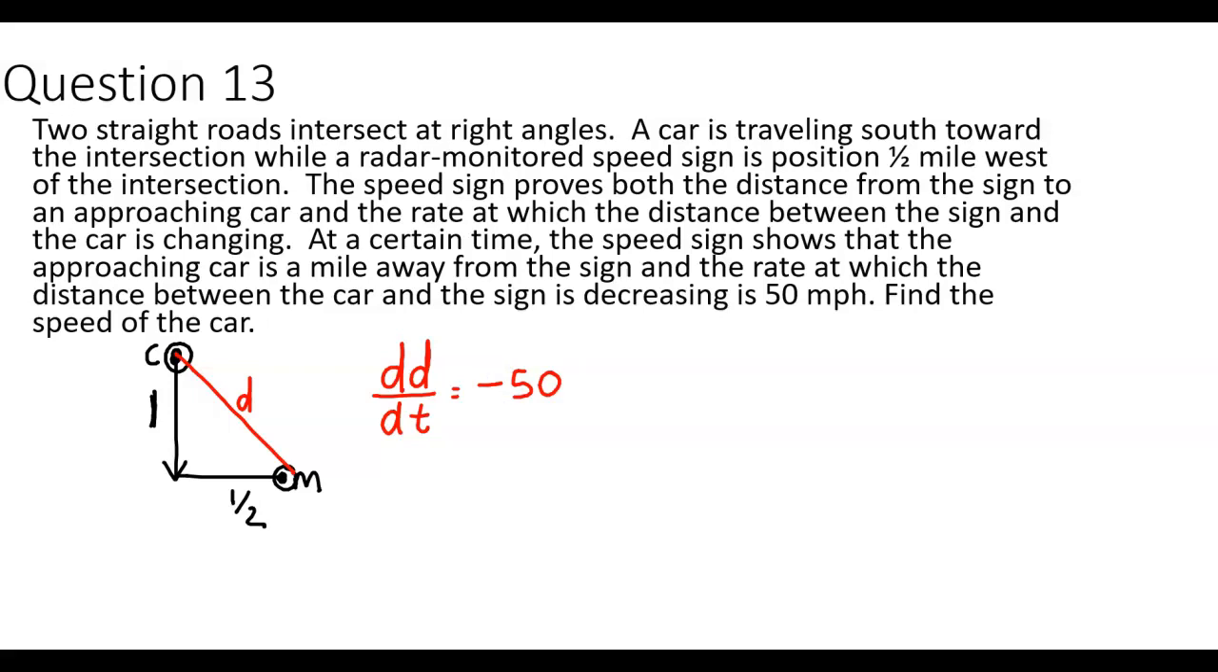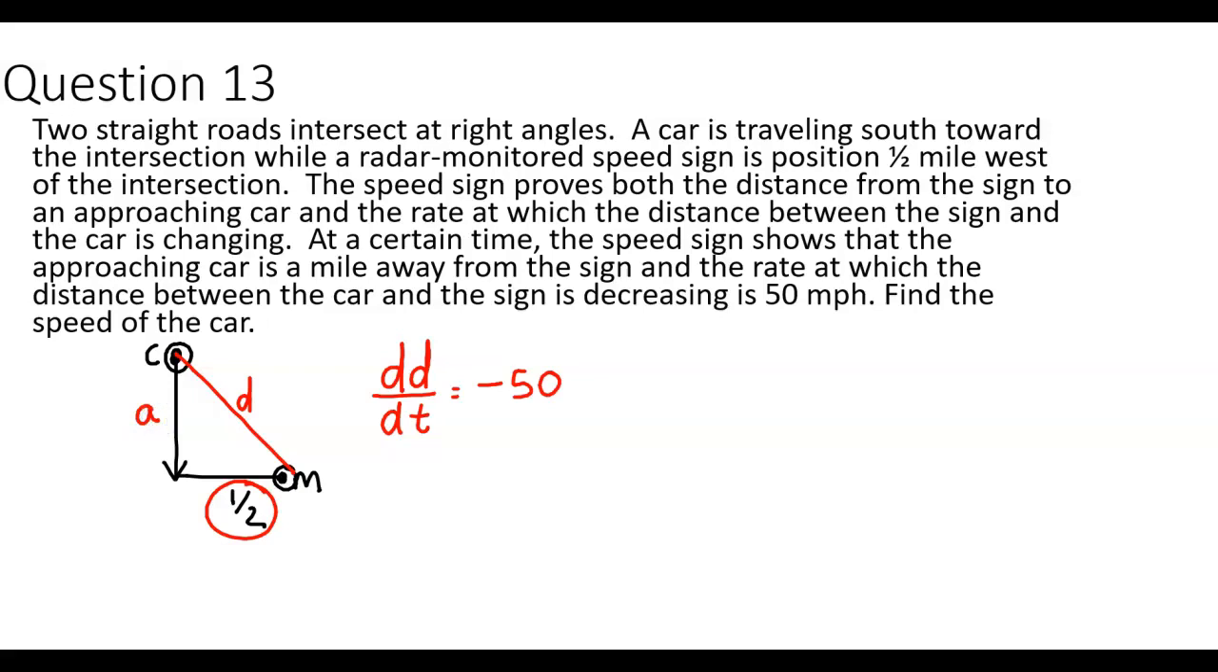So we've got a lot of information here. We have this distance here, which is a half. We have this distance here, which right now is 1, but it's actually a changing value, so I'm going to change this a little bit. I'm going to call this a variable. I'm going to call this a.